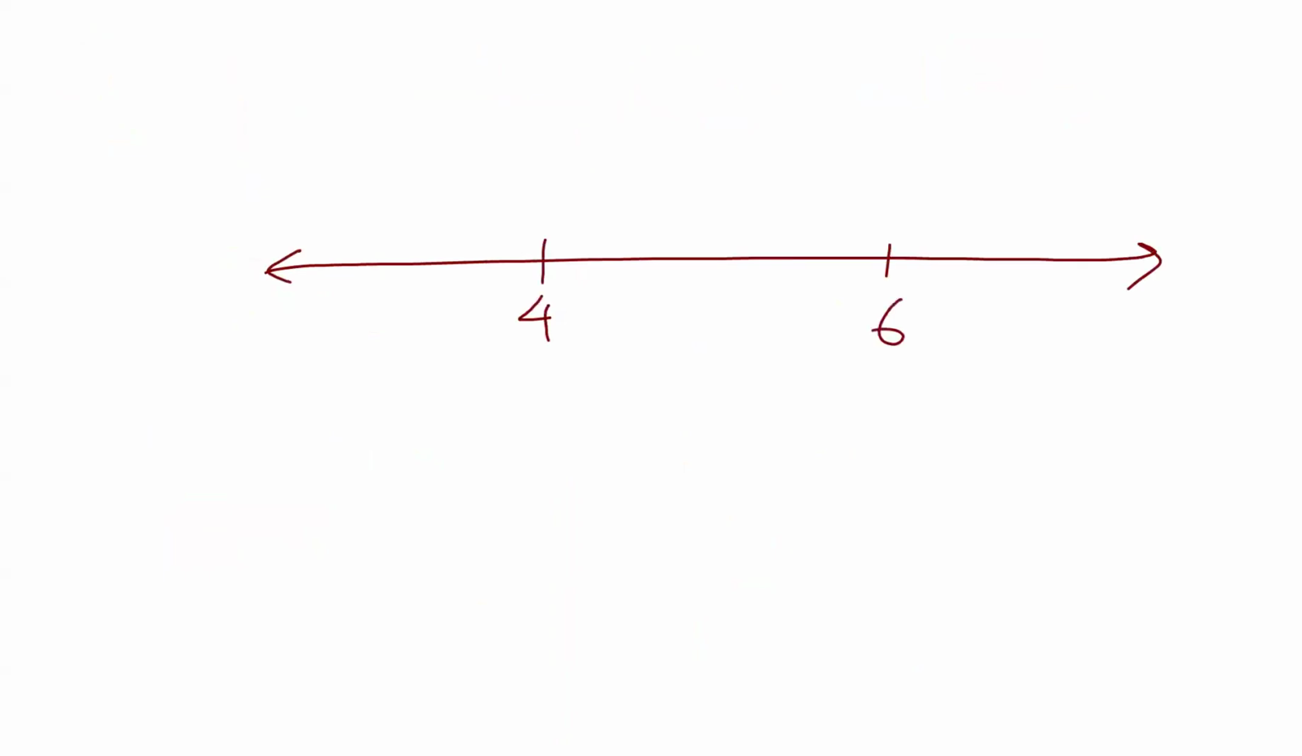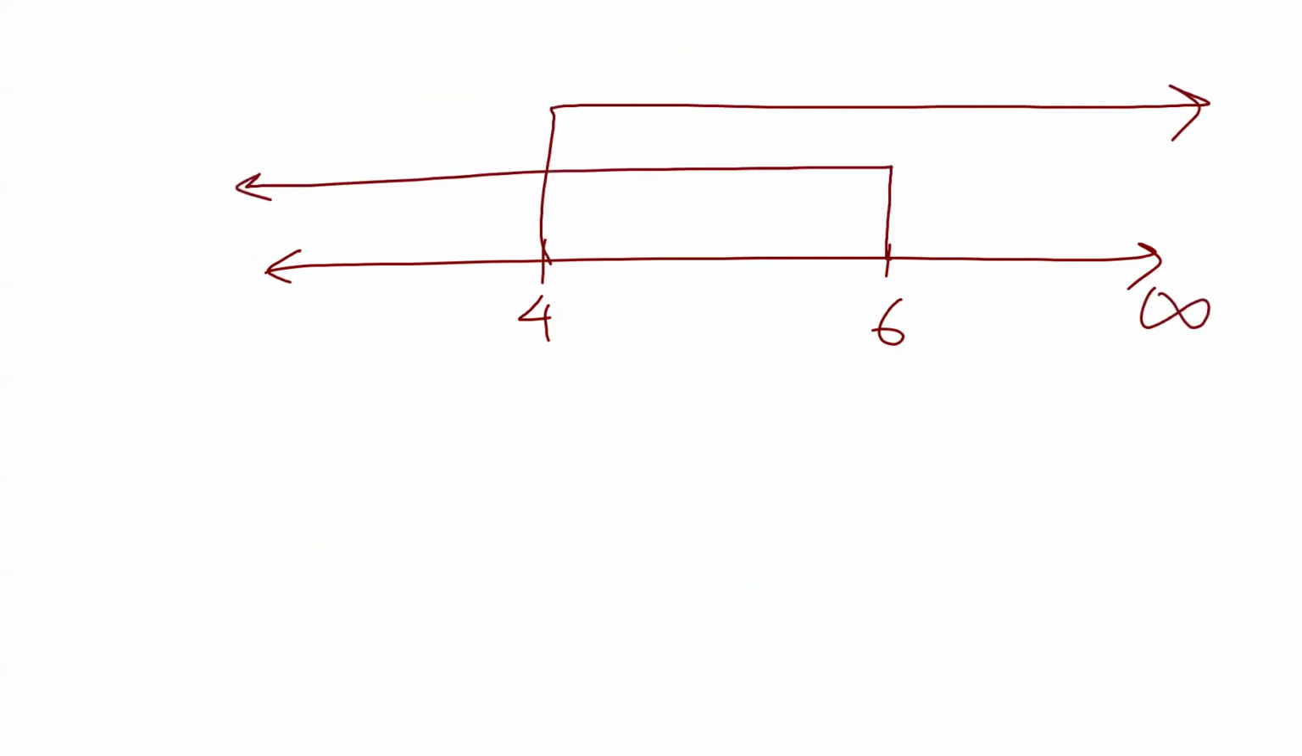Now on a number line, let us understand this. We have 4 over here and we have 6 over here. x is greater than or equal to 4, so all these values up to positive infinity. And x is lesser than or equal to 6, all values till negative infinity. Right?